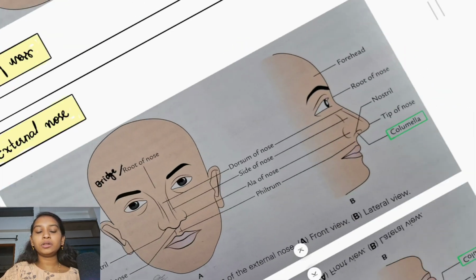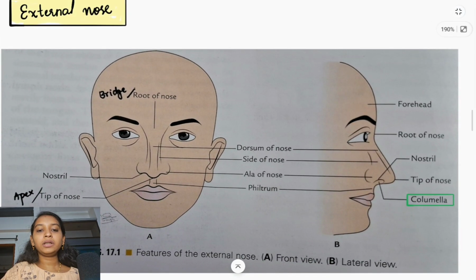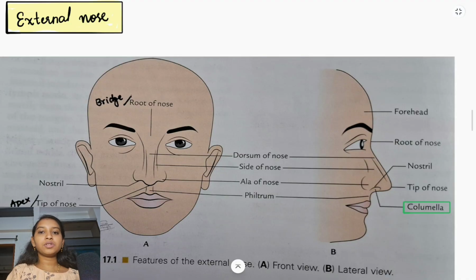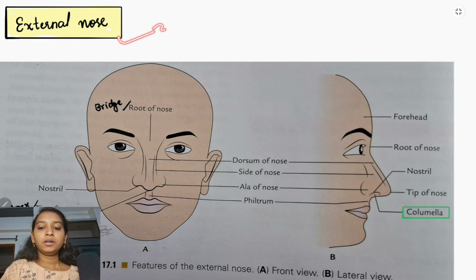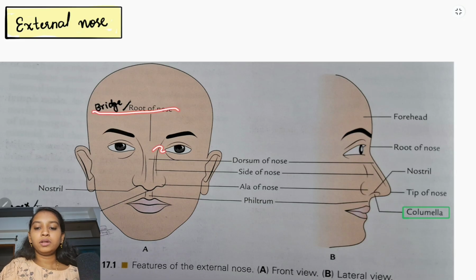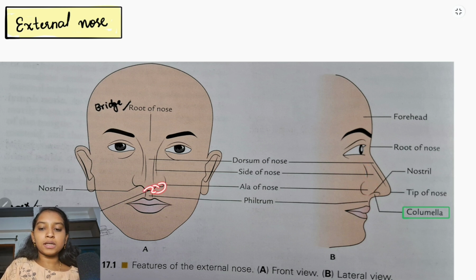As I told you in the overview video, I'll be making videos on the RS series one by one in the order that I mentioned. First, starting with the external nose. Basic terms like root or bridge of the nose, dorsum of nose, tip of nose, the side of nose and the ala of nose. The opening is called the nostril.